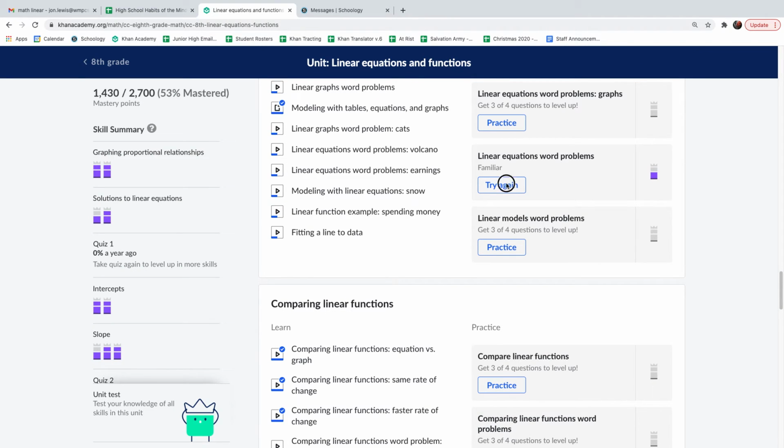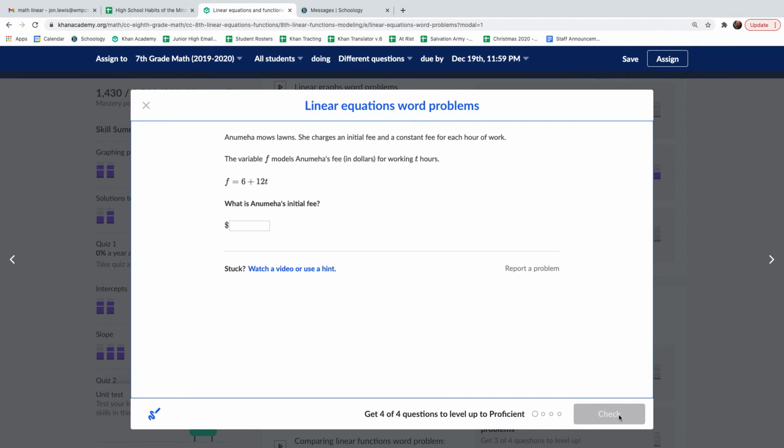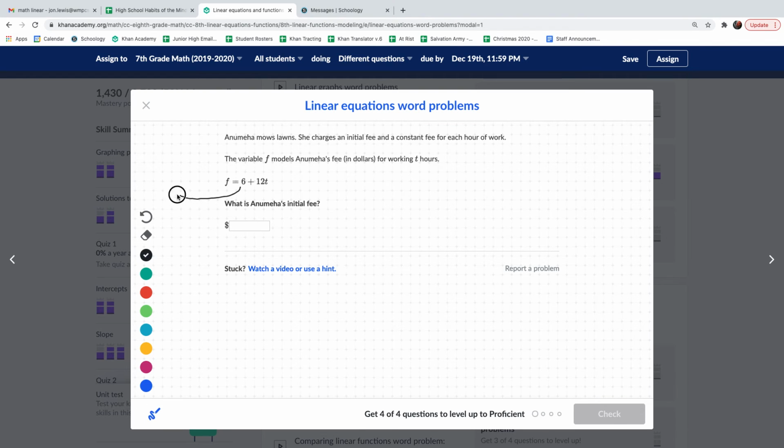All right, let's see. I'll try one more with you. Let's do this one. Anumaya mows lawns. She charges an initial fee and a constant fee for each hour of work. So we know that the variable F models her fee for working T hours. We can say that this is the initial fee, basically just for her to show up at your door to start mowing. You have to pay her $6.